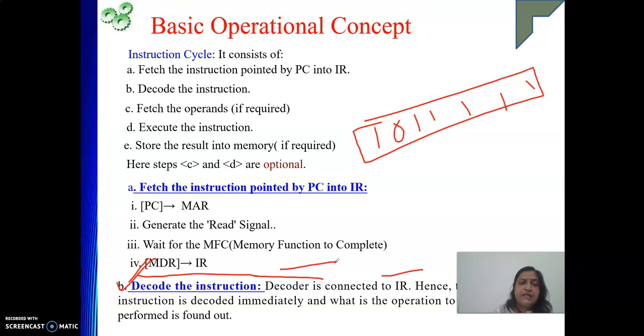Next we will see an example of this. First we have seen the basic protocol of doing it. Now we will apply it on various instructions. I will cover that in my next video.